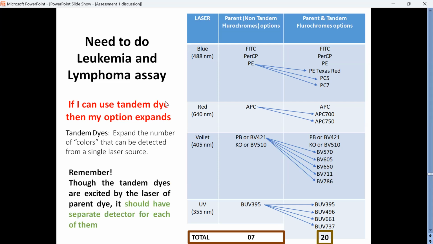Okay. And very importantly, though the tandems are excited by the same laser as the parent dye, each should have a separate detector. Say PE is excited by blue laser, so the PE tandems are also excited by blue laser. PE has a different detector. PE-Texas Red has a different detector. PC5 has a different detector. PC7 has a different detector. Only then can you collect 20 different signals. Otherwise you cannot. So this is the beauty of tandem dyes.